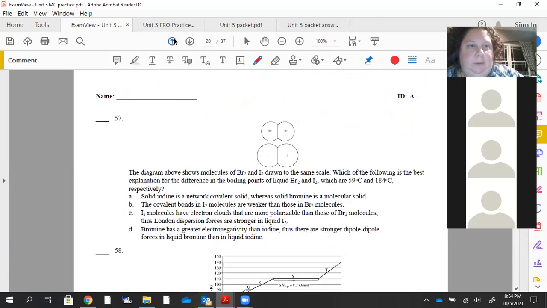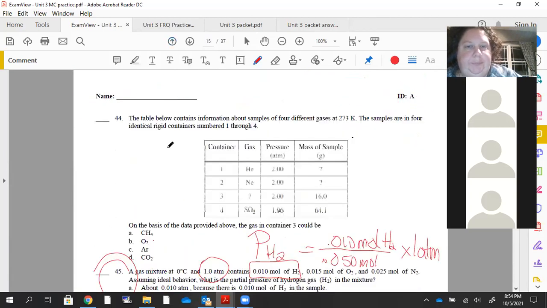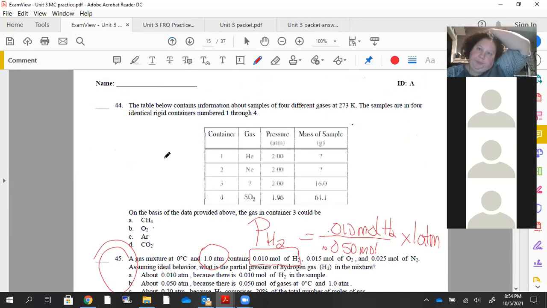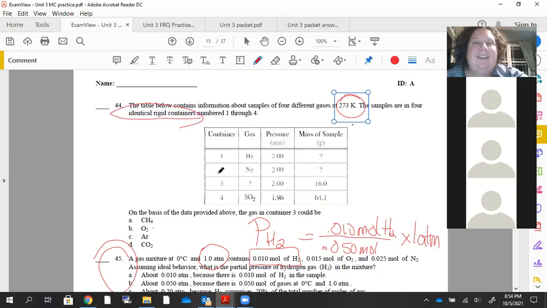44. All right. So the way this one is set up is a little similar to some of the other questions we've seen. They're giving us a little bit more information here. It says we've got 4 gases. They're all at 273 Kelvin, so they all have the same temperature. The samples are in 4 identical rigid containers, which means they all have the same volume, and that volume is not going to change.